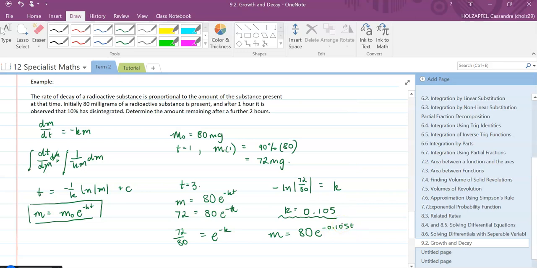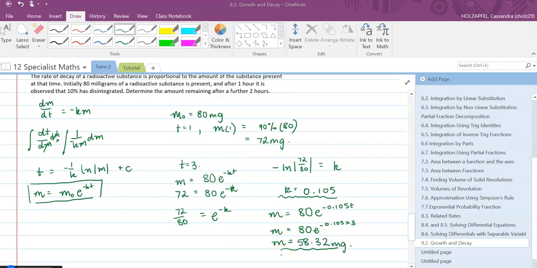All right, so determine the amount remaining after a further 2 hours. In other words, when t is equal to 3. So m is going to be equal to 80 e to the power of negative 0.105 times 3. Let's pop that into our calculator, and then we have it. The mass remaining is 58 milligrams. Does this seem reasonable? We started off with 80 milligrams, we decreased that amount, and within 3 hours we've gone down to about 60 grams. Yeah, that seems pretty reasonable given the context and given that this material is decaying.